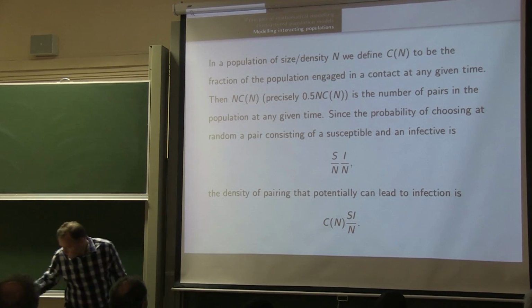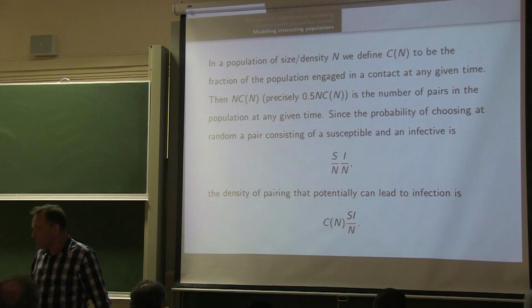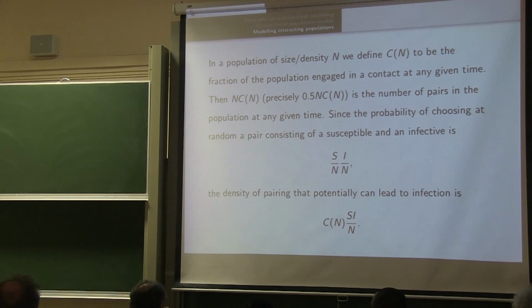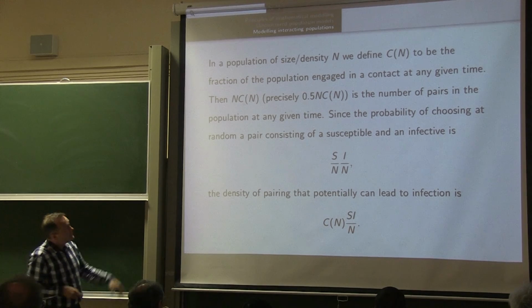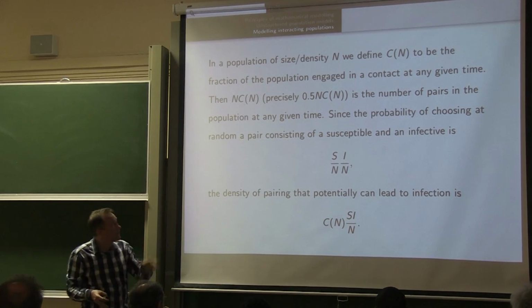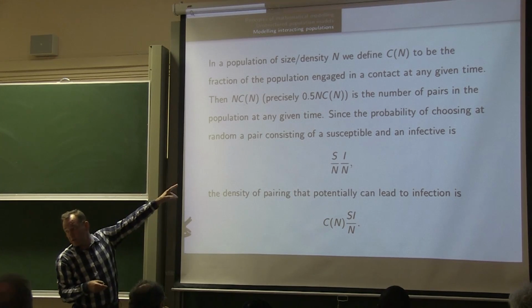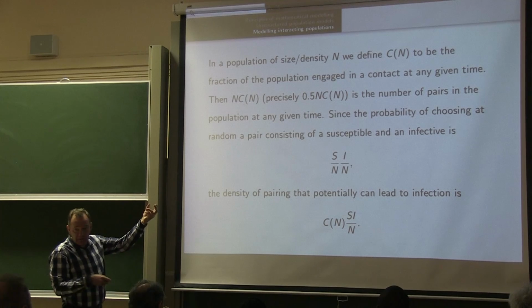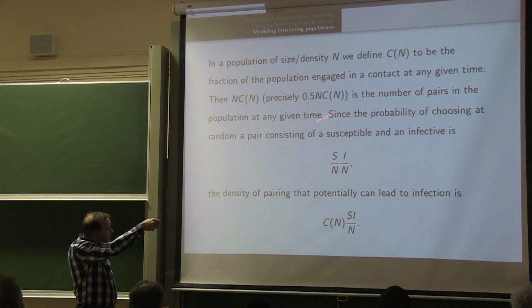To infect somebody, I must form a pair with ABA. So we divide the population into singles and pairs. Cn is the fraction of pairs engaged, so the fraction of the population engaged in contact. The number of pairs will be half of that fraction. So this is a density, and I multiply everything by the total population, and so this is now the real number.